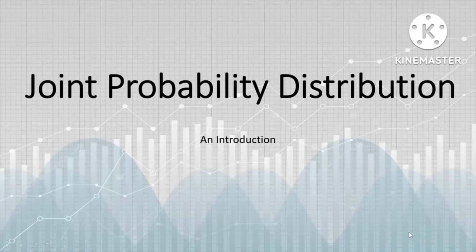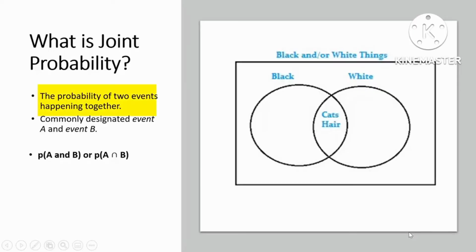In this video, I'll introduce you to the idea of joint probability. Joint probability is the probability of two events happening together. The two events are usually designated Event A and Event B. In probability terminology, it can be written like this.